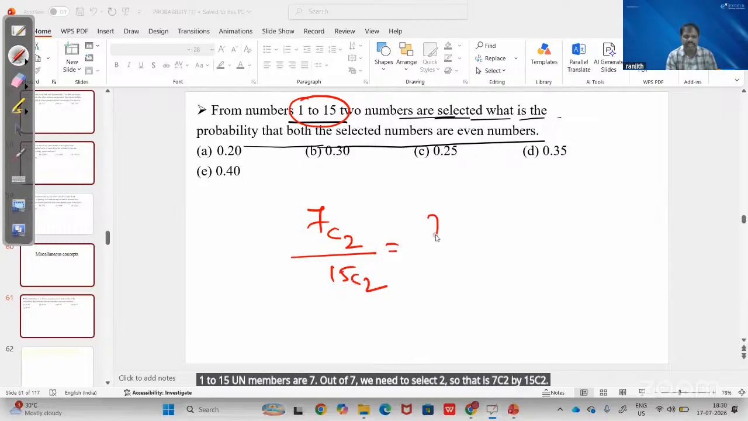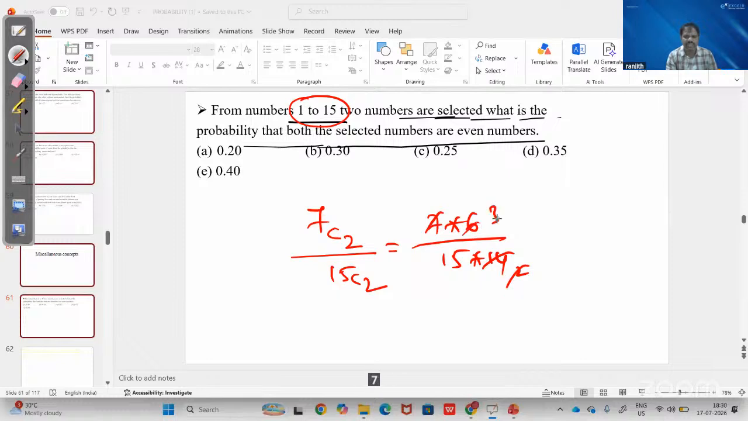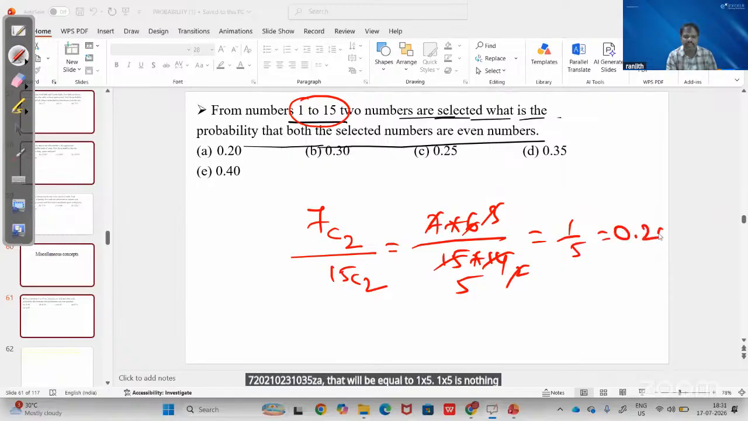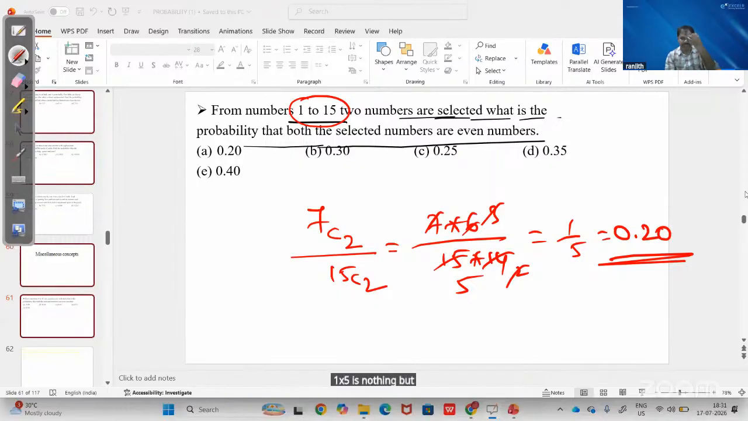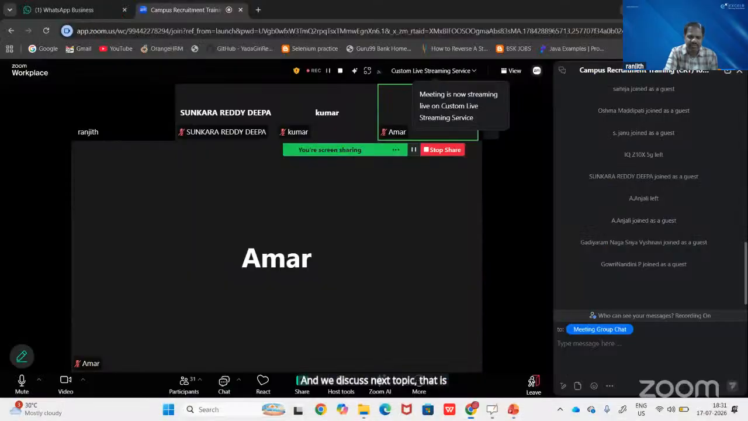7C2 is nothing but 7 into 6 divided by 15 into 14. 7 ones are 7, 7 twos are 14, 2 ones are 2, 2 threes are 6, 3 ones are 3, 3 fives are 15. That will be equal to 1 by 5. 1 by 5 is nothing but 0.20. And we will discuss the next topic, that is data interpretation.